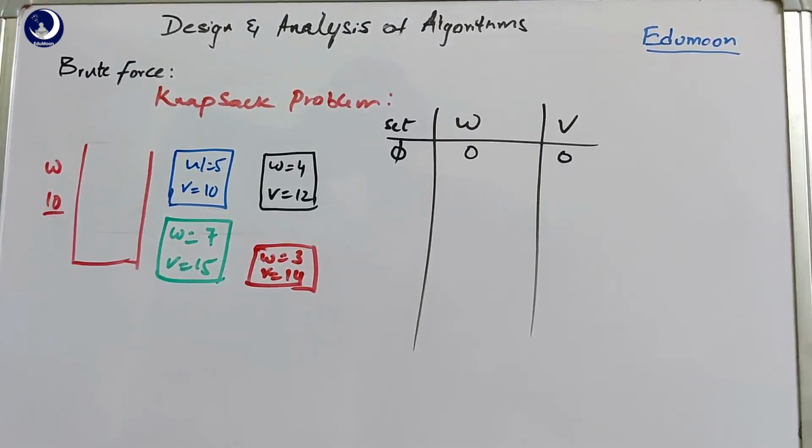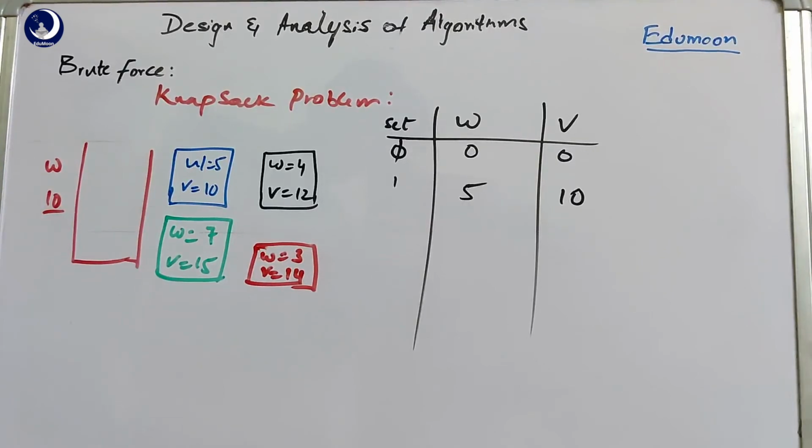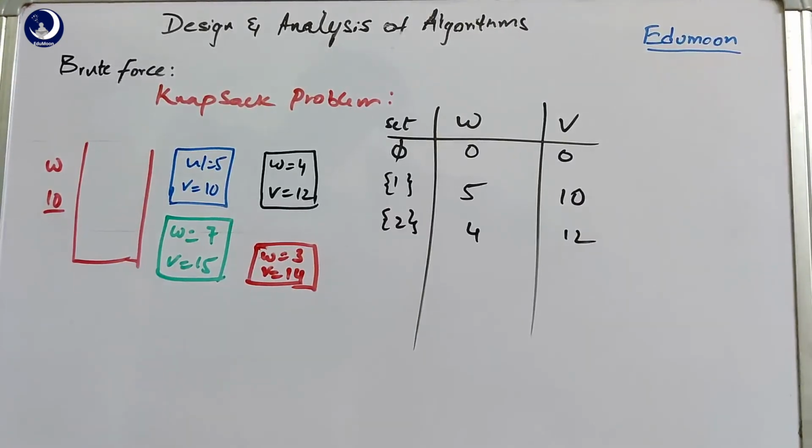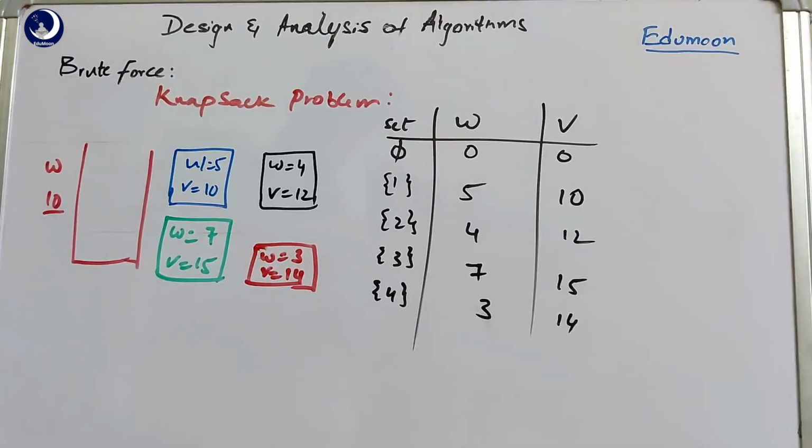Next we choose the sets with a single item. Assume that we select 1, so the weight is 5 and the value is 10. If we select only the second item, we get item 2, the weight is 4 and the value is 12. Similarly, if we take 3 and 4, the items 3 and 4 have weights 7 and 3 respectively and values 15 and 14.